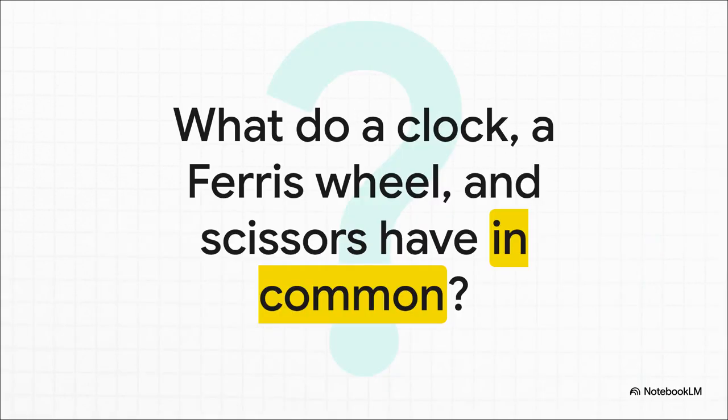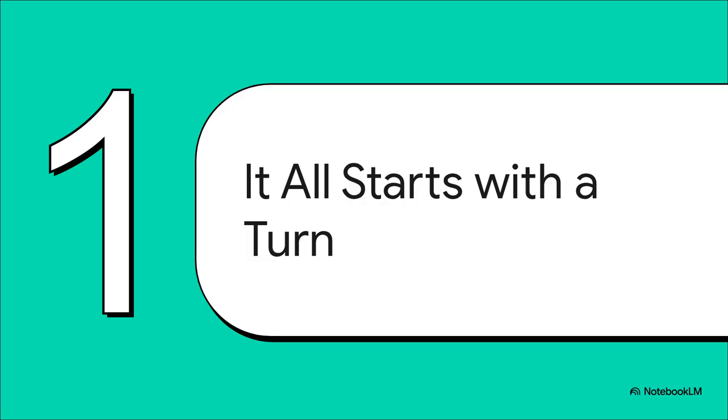So let's start with a little puzzle. What do these three things have in common? A clock, a Ferris wheel, and a simple pair of scissors. They seem pretty different, right? But there is one fundamental idea that connects all of them. And by the end of this, you're going to see it crystal clear. And that's exactly where we begin.